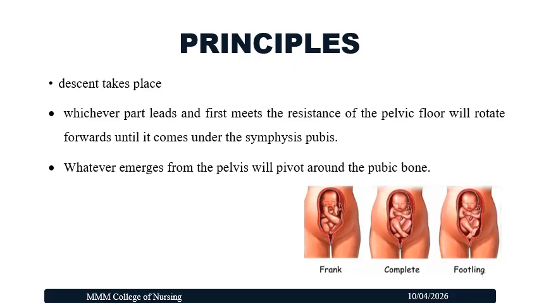Second principle is whichever part leads and first meets the resistance of the pelvic floor will rotate forward until it comes under the symphysis pubis. Third principle, whatever emerges from the pelvis will pivot around the pubic bone.